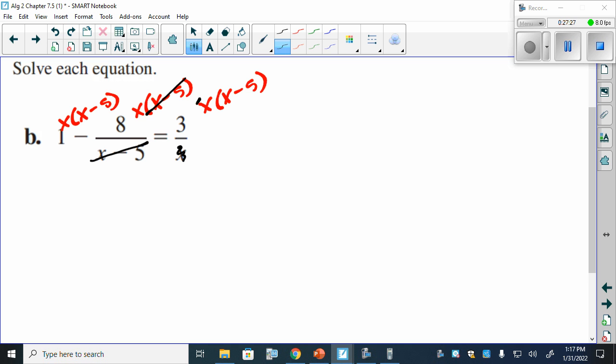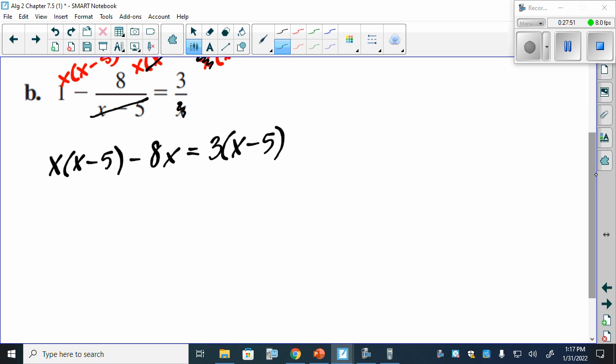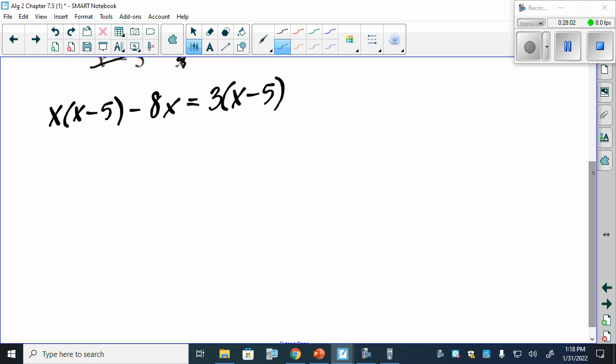We would also have that the x and x would cancel. And what that would leave us with is, in the first, we would have x times x minus 5. Minus, in the middle, we would have 8 times x is equal to 3 times x minus 5. And that's going to help us be able to solve this here, because now we don't have any denominators, we just have a single equation. We have no rational expressions left, so it makes it a little bit easier to work with.